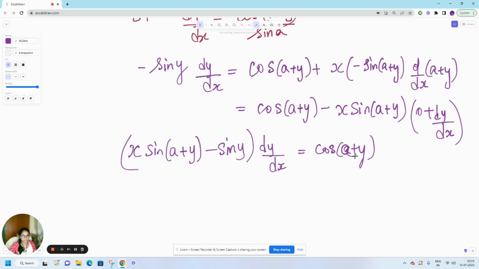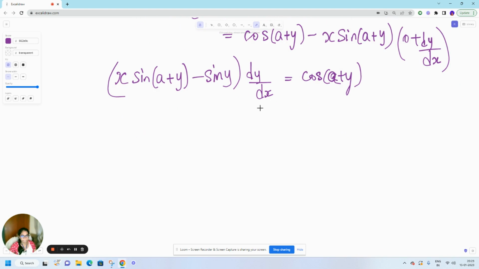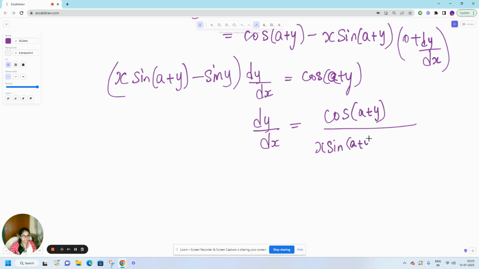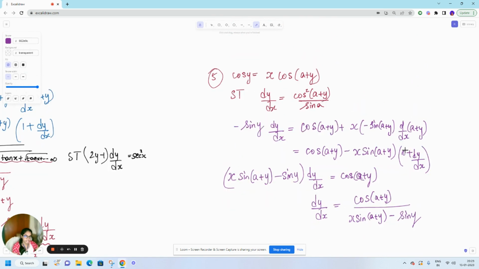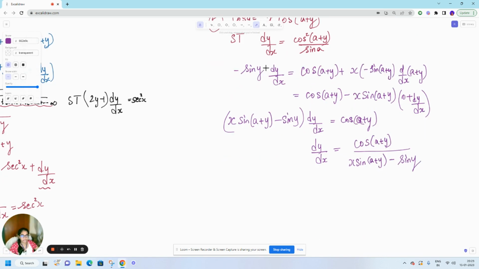Okay. Now what is our dy by dx? Dy by dx is equal to cos of a plus y divided by x sine of a plus y minus sine y. Now, is this the expected answer? Check, they've asked us to prove that dy by dx is equal to cos square a plus y divided by sine a. Yes, in the numerator we have only one cos. We don't have cos square also. What do I do now?